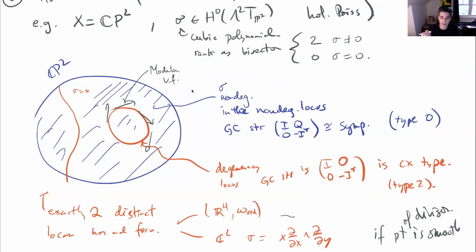And it's defined in a really simple way. For example, if you had x ∂/∂x ∧ ∂/∂y, this vanishes on x equals 0. And where it vanishes, I can take its derivative. If you differentiate it, you're going to get dx tensor ∂x ∧ ∂y.